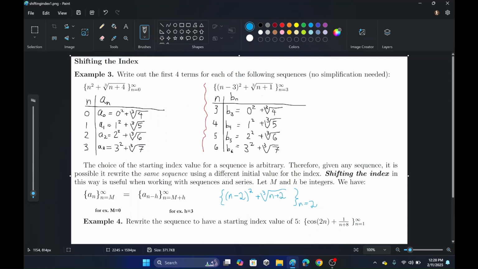And you should see with this sequence that I just wrote starting at 2 and going to infinity, you will get the same terms as these other ones. So that's the idea of shifting the index. Try out example 4. Rewrite this sequence to have a starting index value of 5. It's cosine of 2n plus 1 over n plus 8.